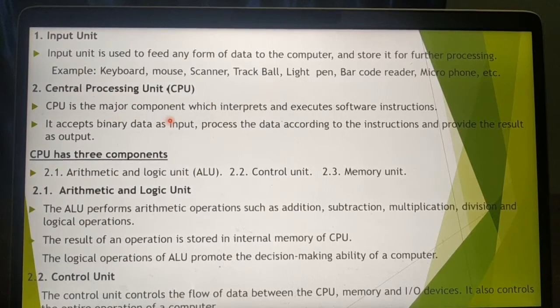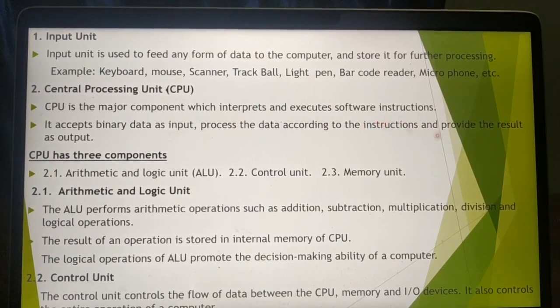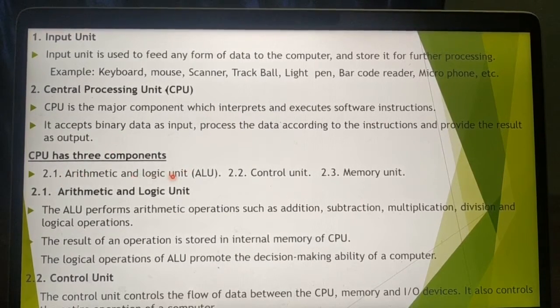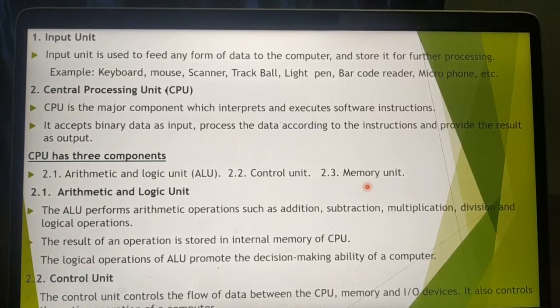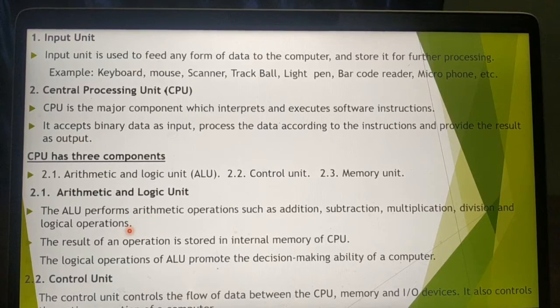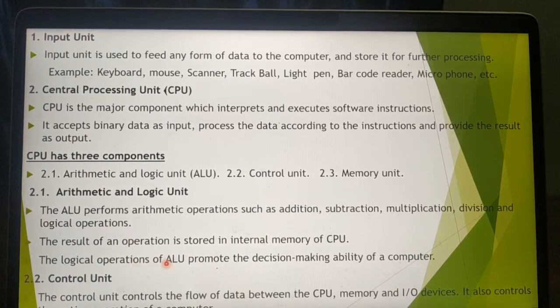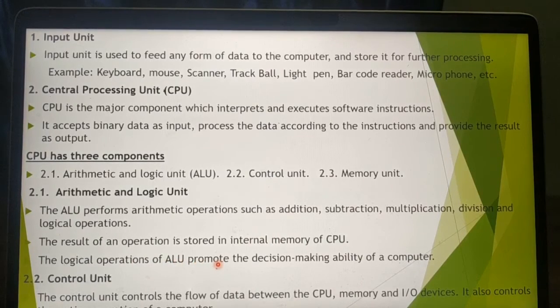This is the main component. It accepts the data in binary form, does the processing based on its instructions and provides the result as output. It has 3 parts: arithmetic logic unit, control unit and memory unit. First, arithmetic logic unit. All arithmetic and logical operations are done in this arithmetic logic unit. Finally, the result of the operation is stored in the internal memory of the CPU. Then the logical operations of the arithmetic logic unit make the decisions of the process.